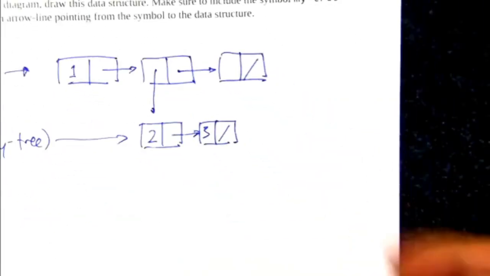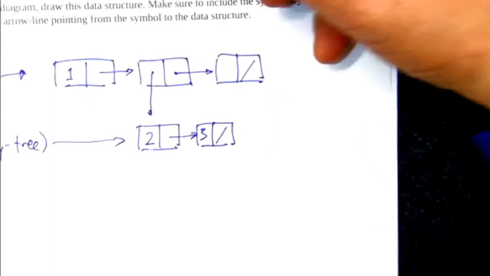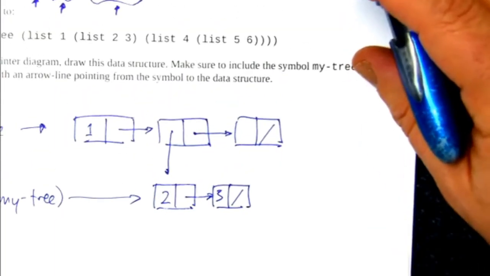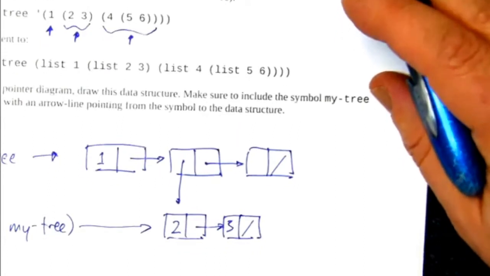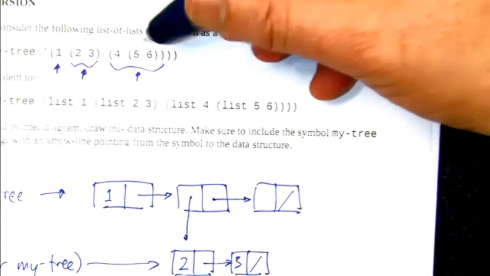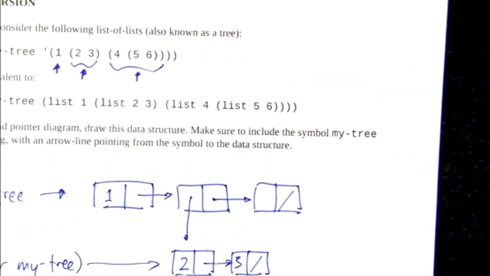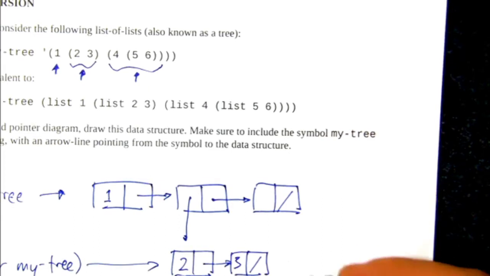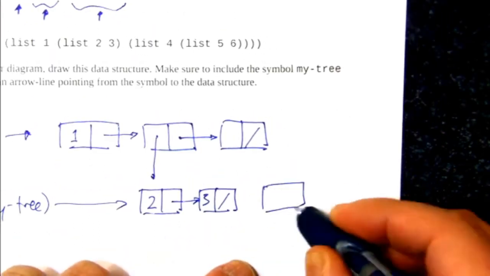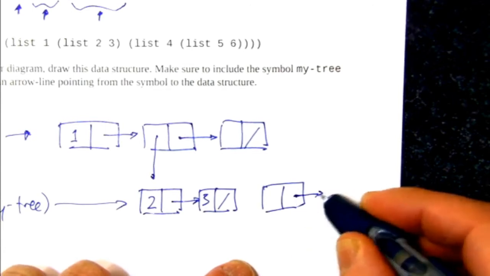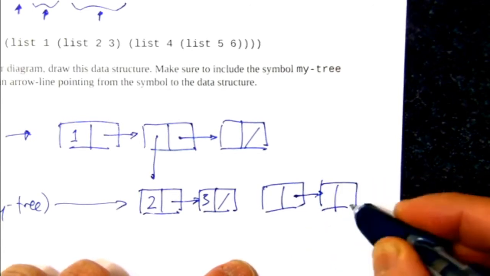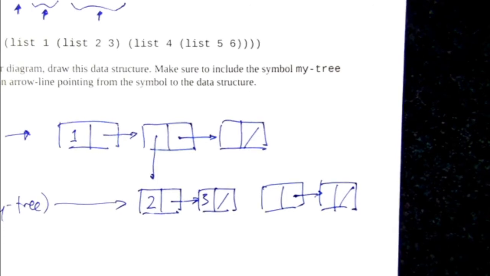Okay, now, what is this last thing here? Oh, I'm off the screen. What is this last thing here? Treat it as its own thing. It's a list of how many things? Yeah, it's a list of two things. So let's just draw the list of two things. Okay, that's a list of two things.